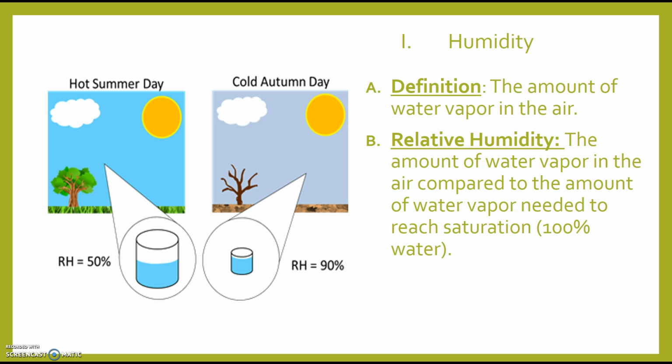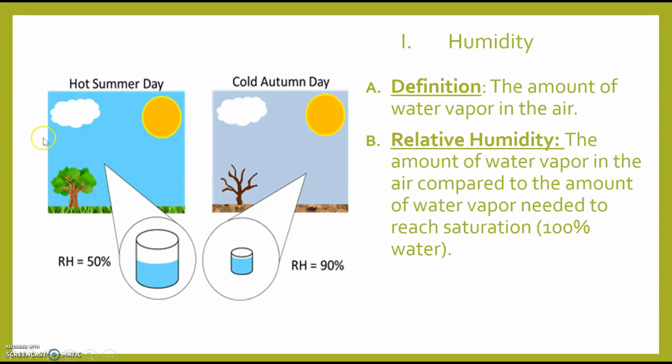So humidity. Humidity is defined by the amount of water vapor that's in the air. So for instance, Florida is seen to be very humid because we have a lot of water vapor due to our location. We're surrounded by water on 3 sides. Relative humidity is the amount of water vapor in the air compared to what is needed to reach saturation. Saturation basically means that the air would be 100% water. So your relative humidity is like the percentage that it would take to get you to complete 100%.